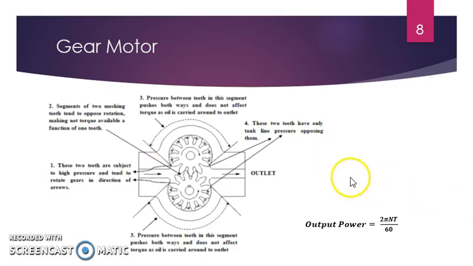In a hydraulic gear motor, the output power is calculated from the formula 2πNT divided by 60.